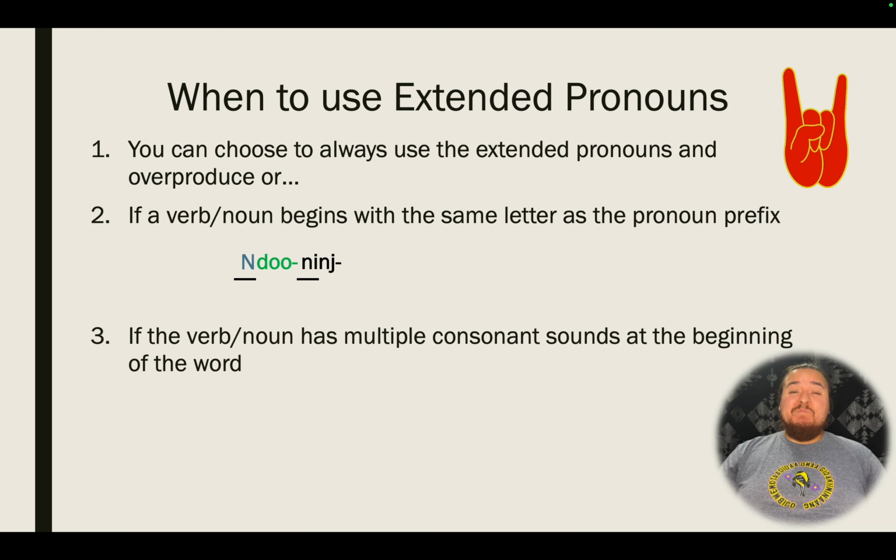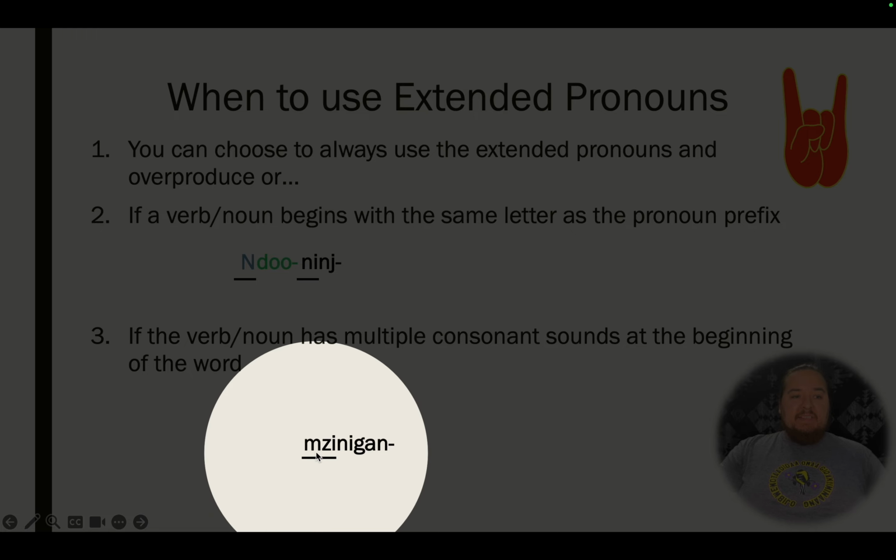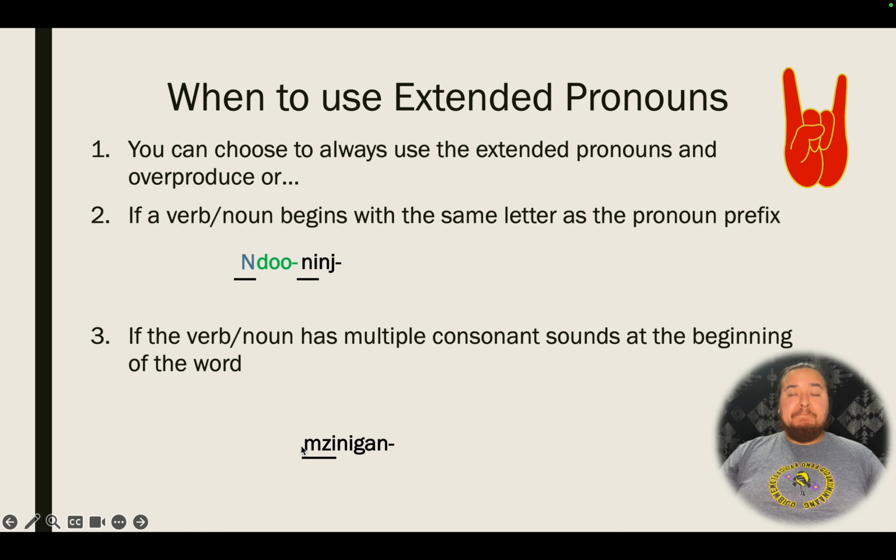If a verb or noun has multiple consonant sounds at the beginning of the word, for example, mzinigun. We can see here, mzinigun has a MZ sound. If we were to put a G in front or an N sound, that'd be really hard for us to say. Mzinigun. It's just too difficult. Or gmzinigun. So if we want to say your book or paper, that do prefix allows us space to say this coherently. So gdomzinigun. I'll give you a chance to pause the video here and write these down in your notes before moving on. All right, let's move on.